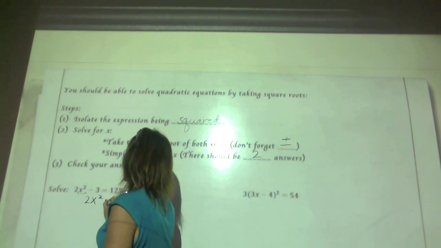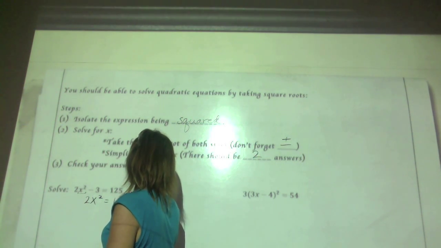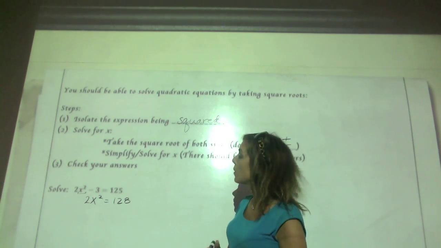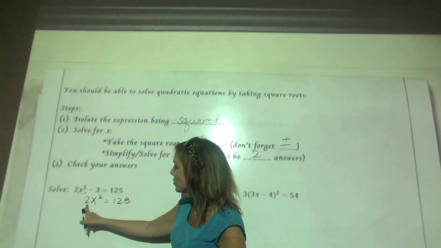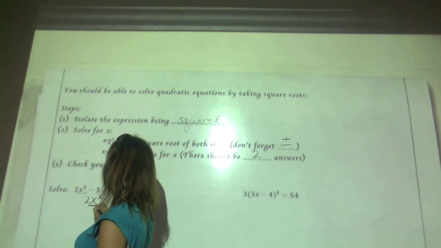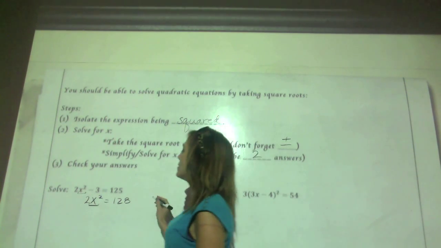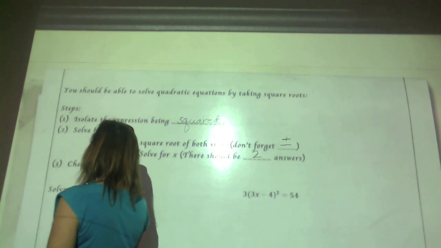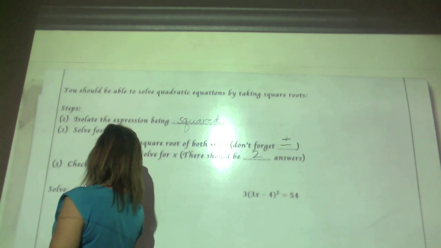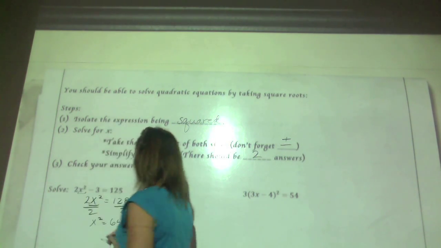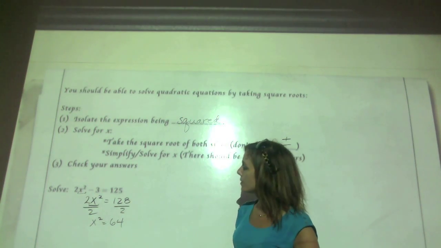2x squared is equal to 128. Okay, and then we're going to get rid of this 2, because I really want this x squared by itself. So we would get rid of the 2 by dividing it out on both sides. So x squared here is equal to 64. Okay, well that's pretty easy.